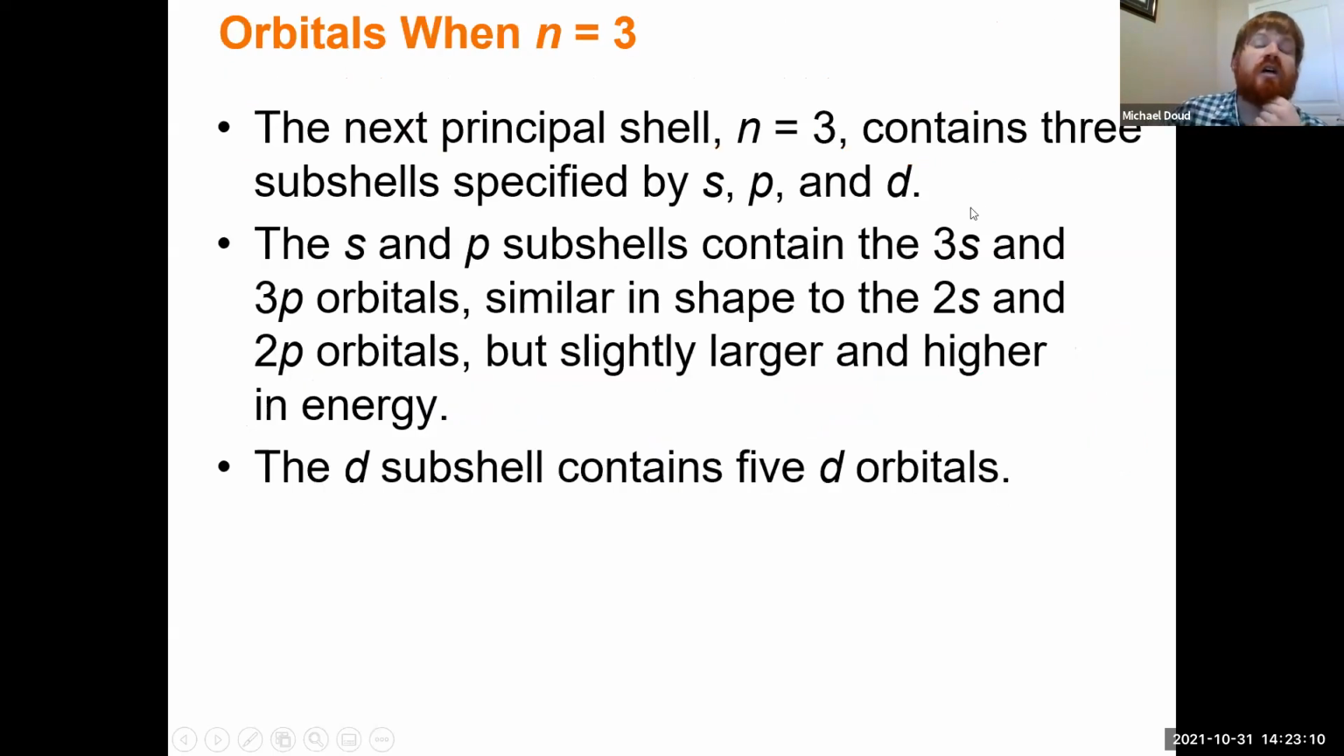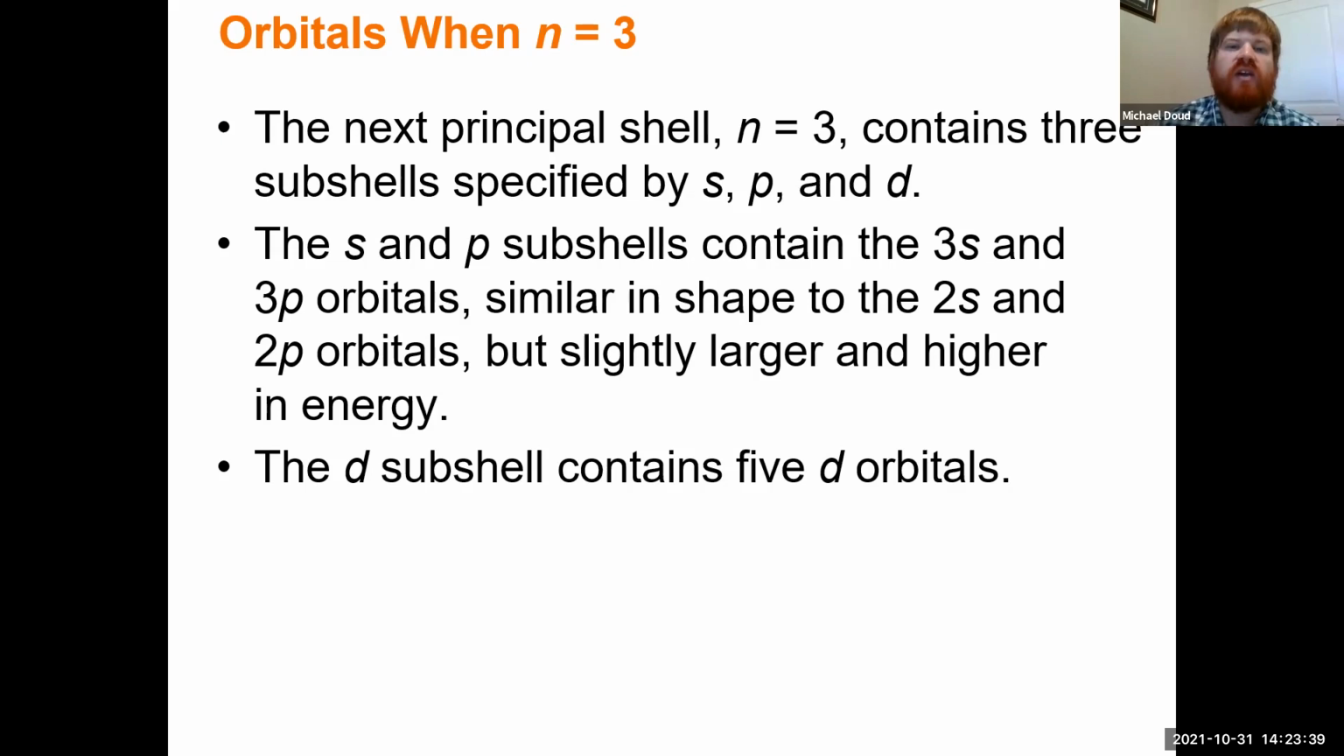Okay. So what do we know? All s sublevels contain a single orbital that's spherical. All p sublevels contain 3 orbitals, each aligned on the x, y, or z axis. And again, they just get bigger in size. And they're dumbbell shaped is what I wanted to say. Okay, then next, we get to the d subshell.